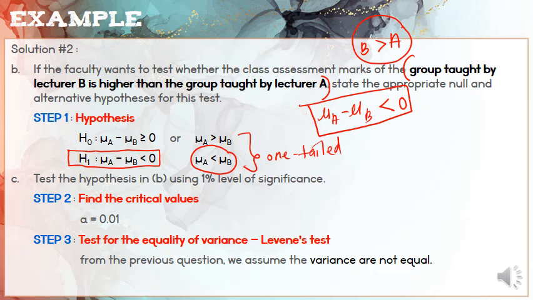Okay, so dia suruh test the hypothesis in B using 1% level of significance. So, setiap kali suruh test hypothesis, kena ikut step. Step 1, state the hypothesis, dah buat. Step 2, find your critical value. Dia suruh pakai alpha 0.01. Step 3, test the equality of variance. Kena test guna Levene test sebab kita nak compare between two means. Cuma kita dah buat dalam soalan A tadi. So, daripada soalan A, based on the previous question, kita assume the variance are not equal.